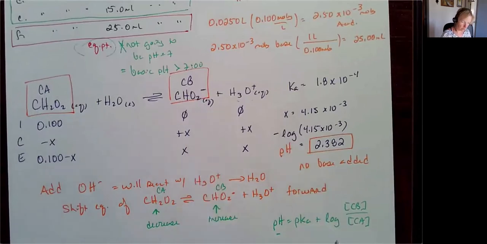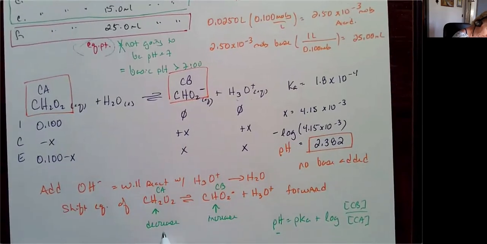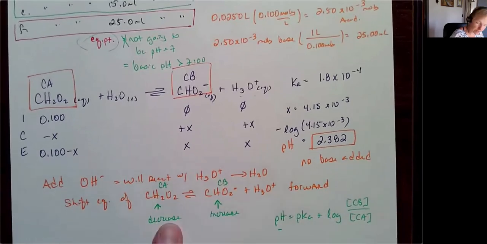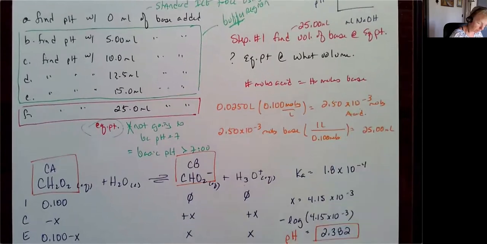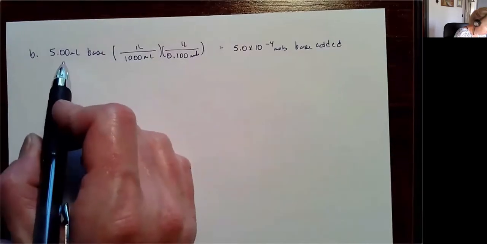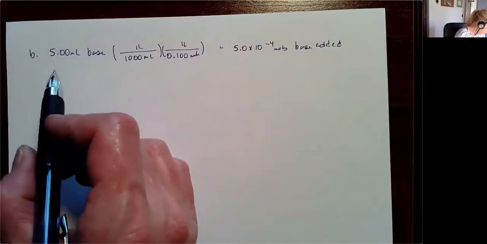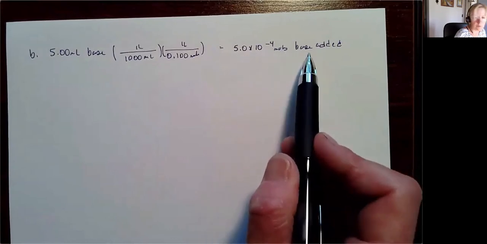my Henderson-Hasselbalch equation here. All right, so my initial moles of this were, if you remember up here, 2.5 times 10 to the minus 3. I'm going to keep track of how my moles are going to be changing. So my first point is I'm adding in 5 milliliters of base. So let's figure out how many moles of base that is. When I add in 5 milliliters, I'm adding in 5 times 10 to the minus 4 moles of base.